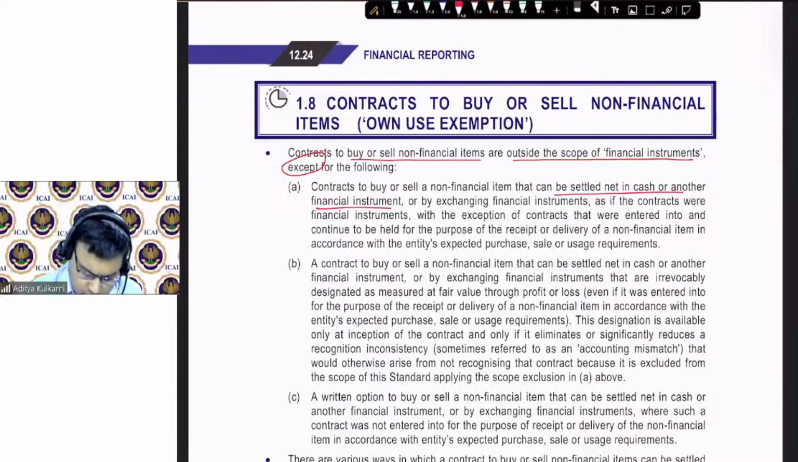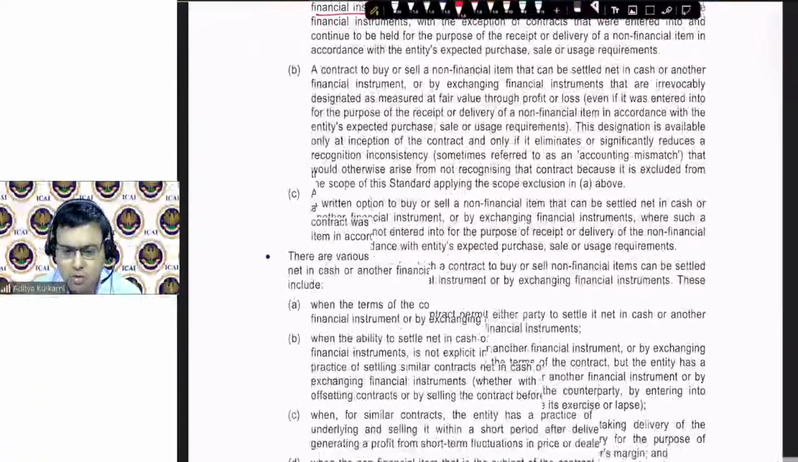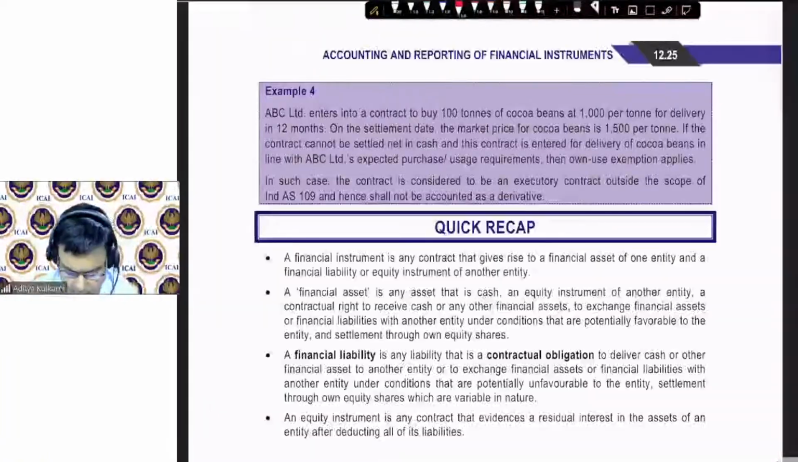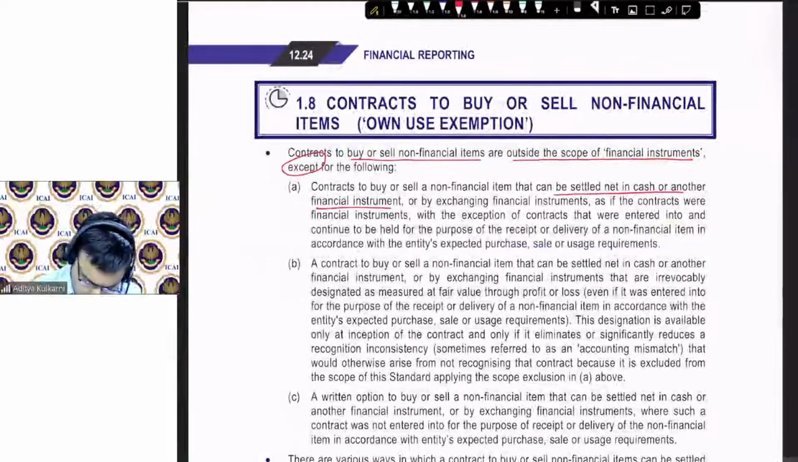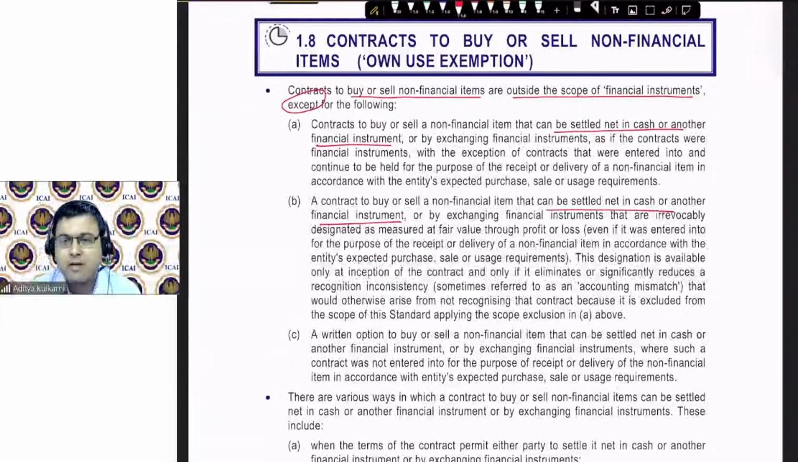Is it okay? So this is what we have already discussed. You can go through this later on. What all we have discussed, we have already explained to you. Then a contract to buy that can be net settled in cash or other financial instrument. Don't read a lot of things because many things are yet to be discussed, like irrevocably designated as measured at FVTPL. All these terms will come in the future classes. But as of now, what we have discussed is there under this section in the study module.